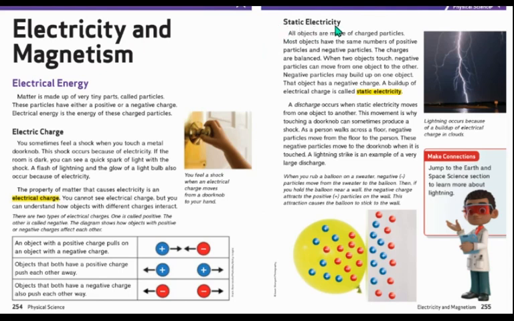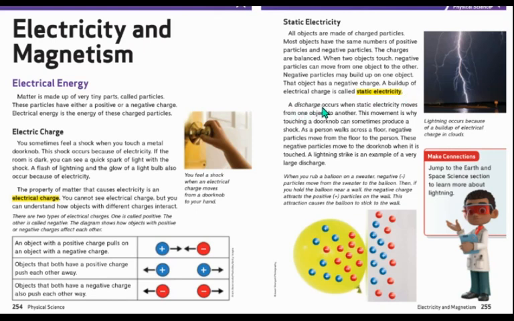Static electricity. All objects are made of charged particles. Most objects have the same number of positive particles and negative particles. The charges are balanced. When two objects touch, negative particles can move from one object to the other. Negative particles may build up on one object. That object has a negative charge. A buildup of electrical charge is called static electricity.